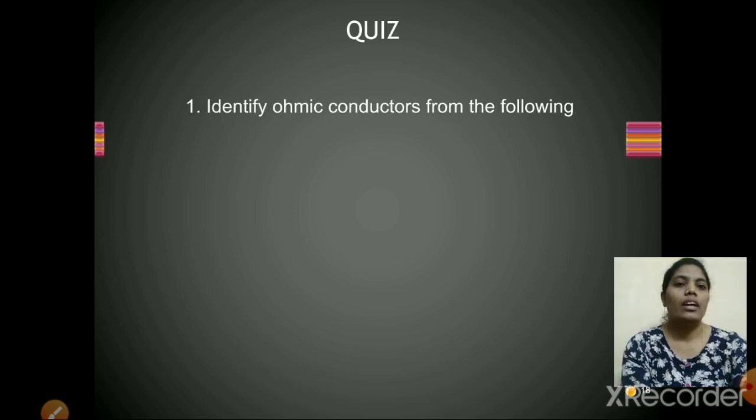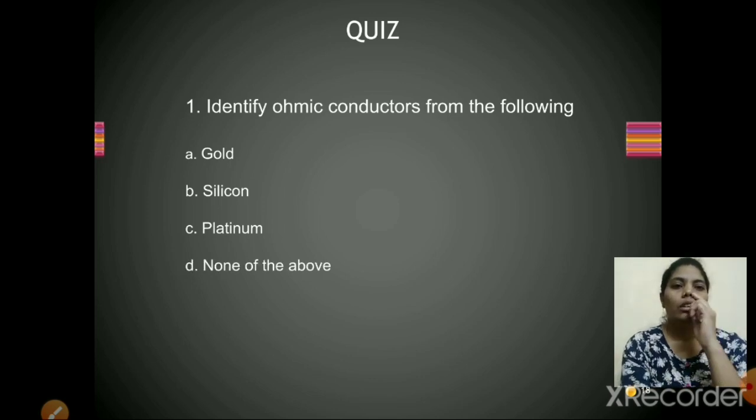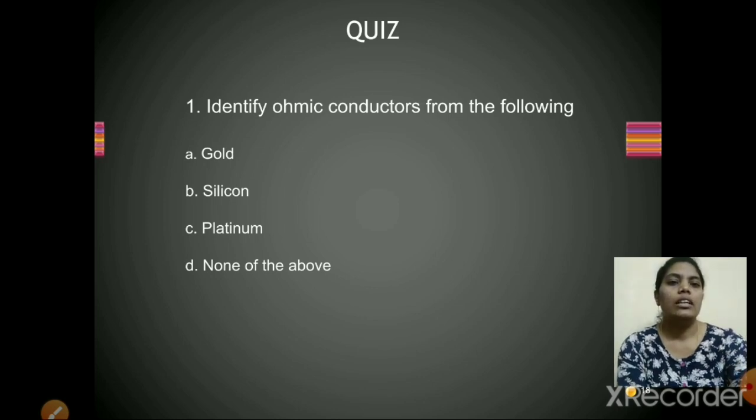Now identify ohmic conductors from the following. Here are some materials: gold, silicon, platinum, none of the above. From this, the answer for ohmic conductors is gold and platinum.